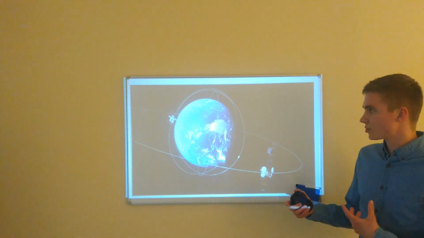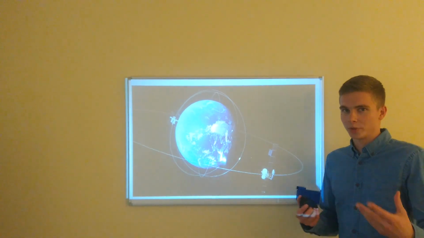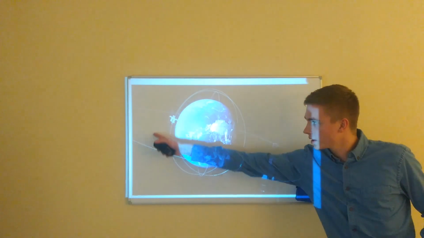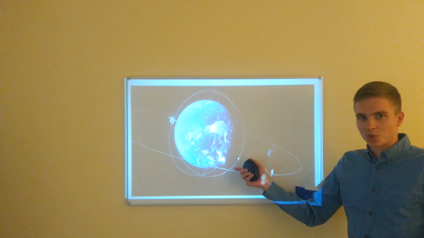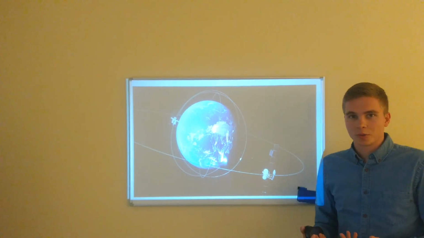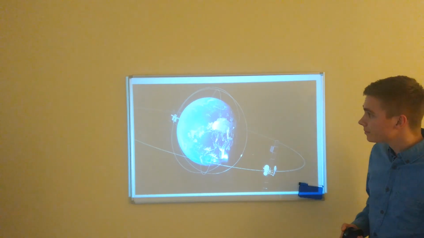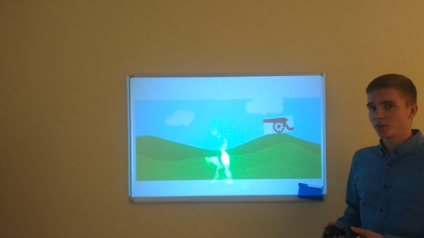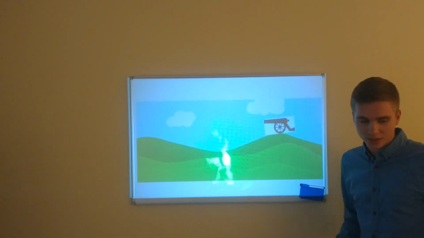So satellites follow these pathways and they're called orbits. You can see they're outlined in this white line here. Apologies if you can't see that. But the shape and the size of these orbits are dependent on a couple of factors. In order for me to explain to you how orbits work, I'm going to start off with a pretty basic example.